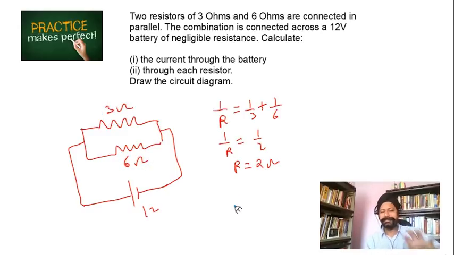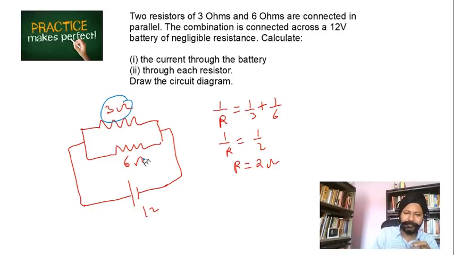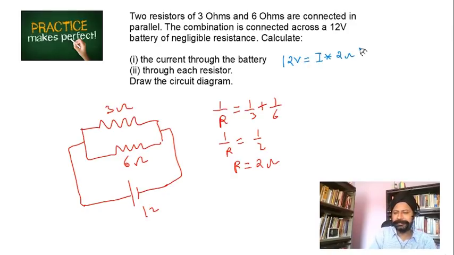For me, this combination is equal to 2 ohms. So you always remember, when you're trying to find the current through the battery, you first have to combine all of them. You say, okay, the total is 2 ohms. So the battery will say 12 volts is equal to some current that I do not know multiplied by 2 ohms. This is what you got to do always, please. Okay, so now current is equal to 12 divided by 2, which is 6 amperes.